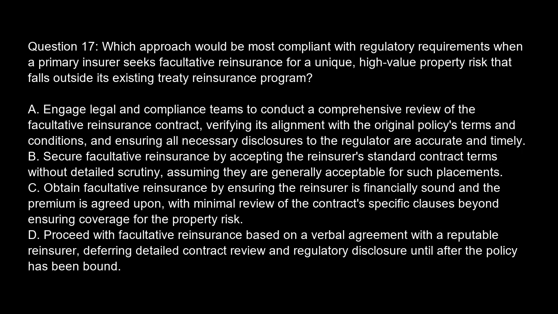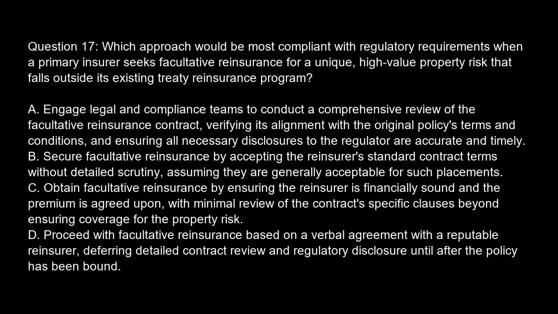Question 17. Which approach would be most compliant with regulatory requirements when a primary insurer seeks facultative reinsurance for a unique, high-value property risk that falls outside its existing treaty reinsurance program? Option A. Engage legal and compliance teams to conduct a comprehensive review of the facultative reinsurance contract, verifying its alignment with the original policy's terms and conditions, and ensuring all necessary disclosures to the regulator are accurate and timely.